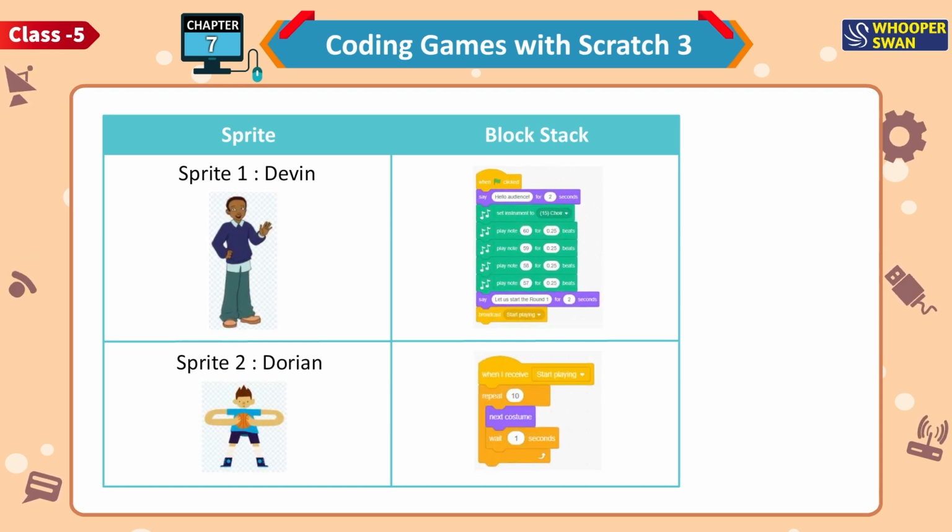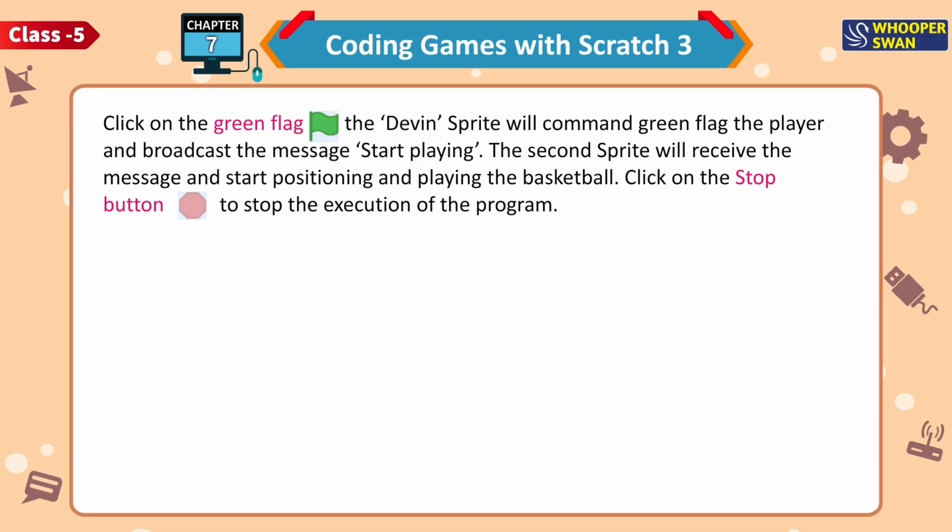Dorian. Block stack. Click on the green flag. The Davin sprite will command the player on green flag and broadcast the message, start playing. The second sprite will receive the message and start positioning and playing the basketball. Click on the stop button to stop the execution of the program.